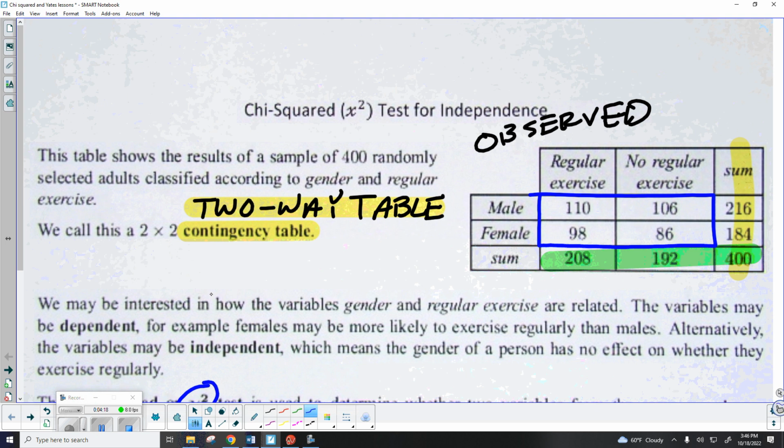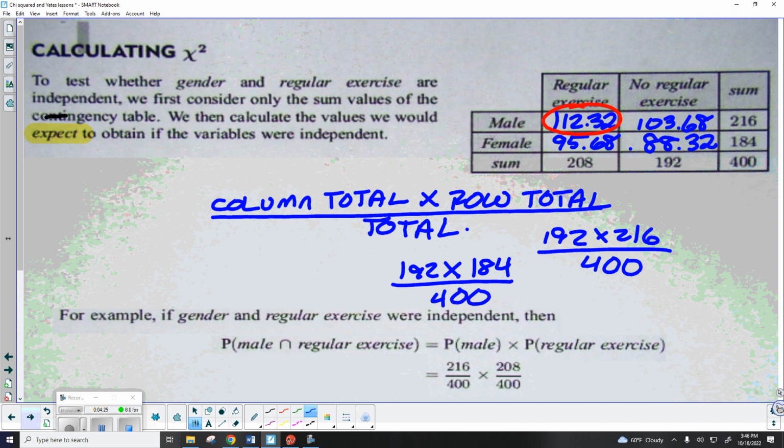Now, the first thing we started looking at yesterday, there's what we call the observed data, the original data, but there's also what we call the expected data, the expected frequency values. Now, what this means is this is the number that we would expect to see if there was no relationship between the two quantities, if they were indeed independent. And it's a really easy way to figure it out. What you do is you take the column total, multiply it by the row total, and then you divide by the total number in the survey.